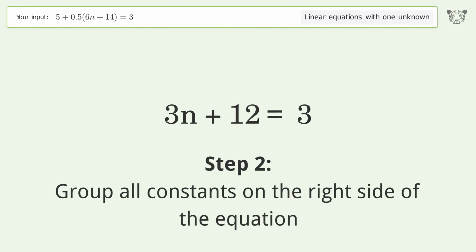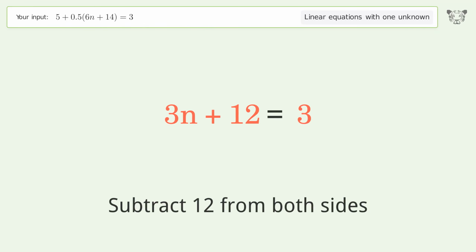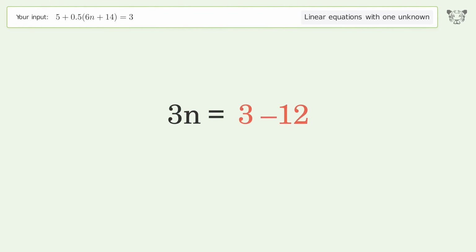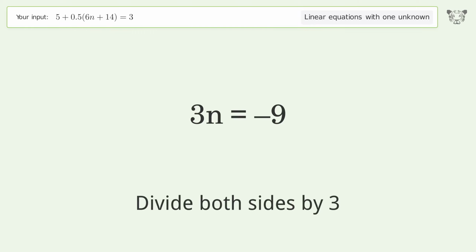Group all constants on the right side of the equation. Subtract 12 from both sides. Simplify the arithmetic. Isolate the n. Divide both sides by 3.